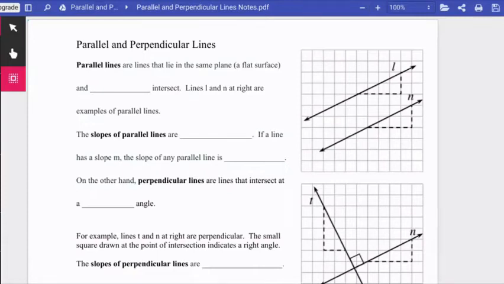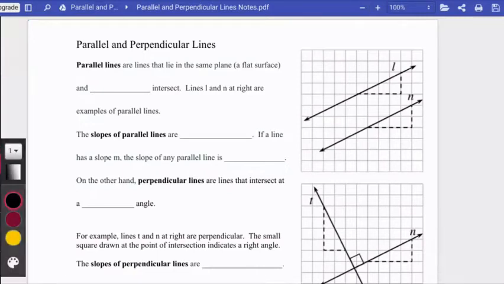All right, I've got my notes in Cami and I'm ready to go. So we're doing parallel and perpendicular lines today.